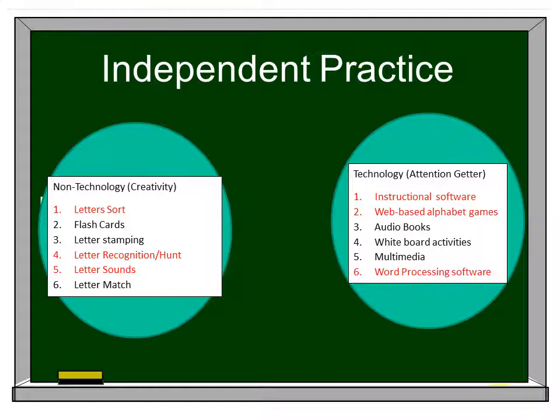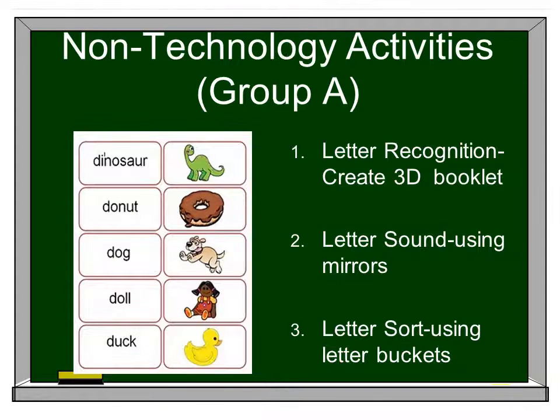As you can see, the independent practice is where the 2 groups differ in instruction. Group A will be using non-technology activities, while Group B includes technology. I've highlighted the activities that I'm going to use in each of my lessons. Group A will use letter recognition, letter sound, and letter sorting activities that do not involve any technology.